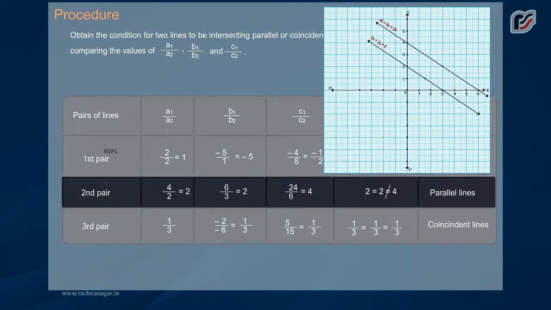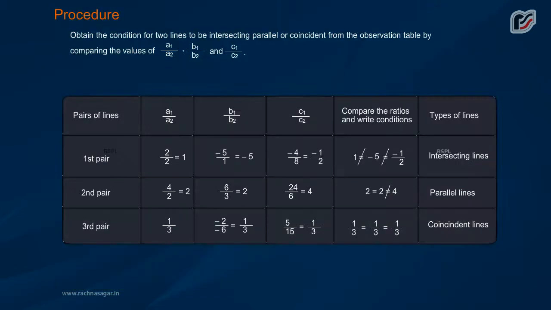Second pair, for A1 by A2, 4 by 2 equal to 2, B1 by B2, 6 by 3 is equal to 2, C1 by C2, 24 by 6 is equal to 4. This shows 2 is equal to 2 but not equal to 4. Hence, it is parallel lines.